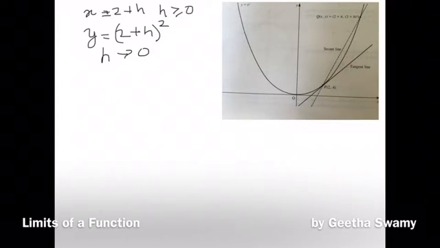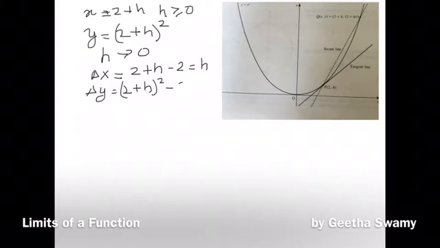0. The slope of the secant PQ can be calculated by dividing the increase in the y coordinate by the increase in the x coordinate. Now the increase in the x coordinate, delta x, is equal to the x coordinate of Q, which is 2 plus h, minus the x coordinate of P, which was 2, so that it becomes equal to h. Similarly, the increase in the y coordinate, delta y, is equal to (2 plus h) the whole squared minus 2 squared, which is the y coordinate of P. This, when simplified, will become equal to 4h plus h squared.